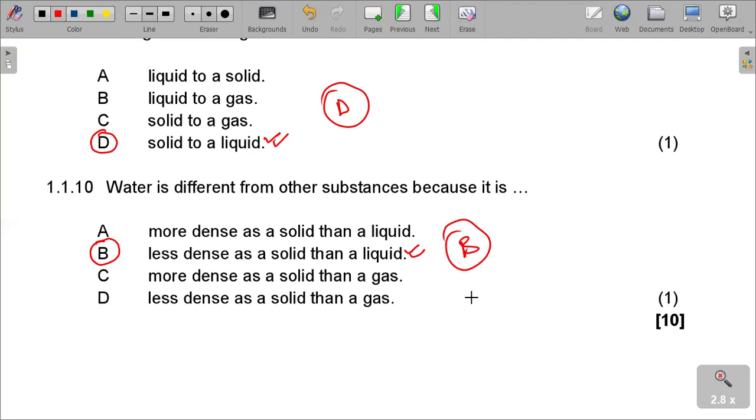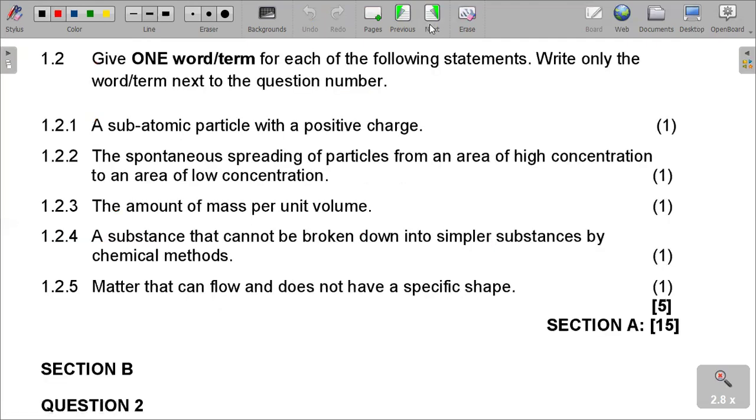I'm sure you are still following, and keep it up for doing that. Give one word for each of the following statements. Write only the word next to the question number. Question 1, a subatomic particle with a positive charge, it is called a proton.